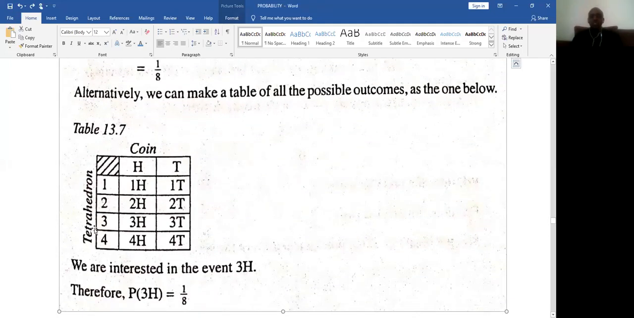Alternatively, you can do this. You can have a head and a coin, tetrahedron 1, 2, 3, 4, and then you multiply. So 1 and a head, a 1 and a tail, a 2 and a head, a 2 and a tail, a 3 and a head, a 3 and a tail, a 4 and a head, a 4 and a tail. So a 3 and a head, they are only occurring 1 out of sample space is 8. So 8 possible outcomes.